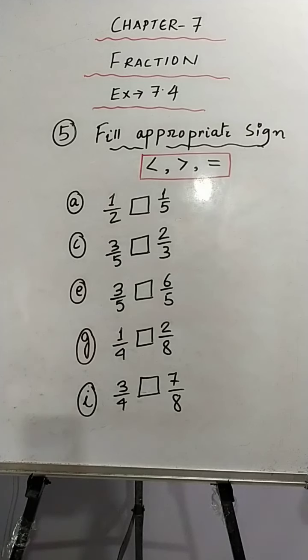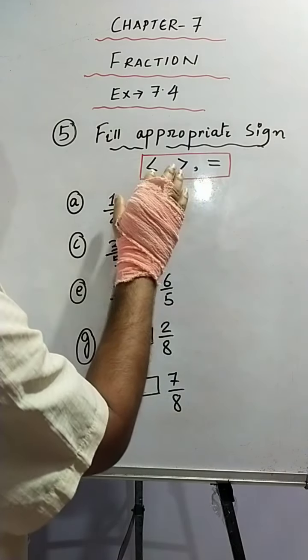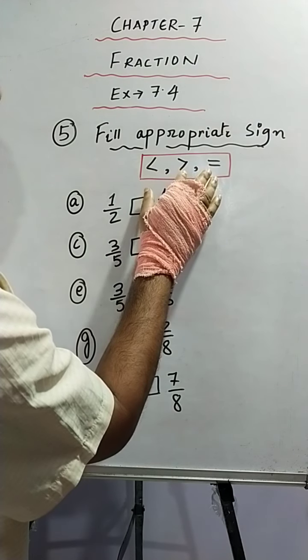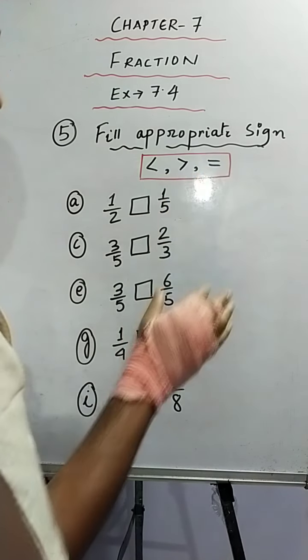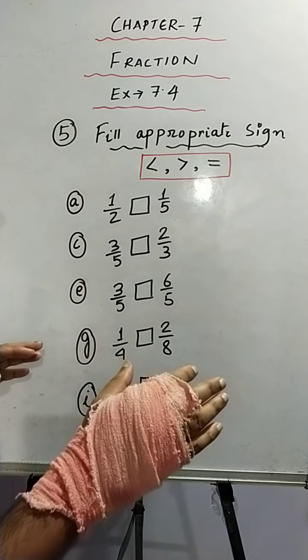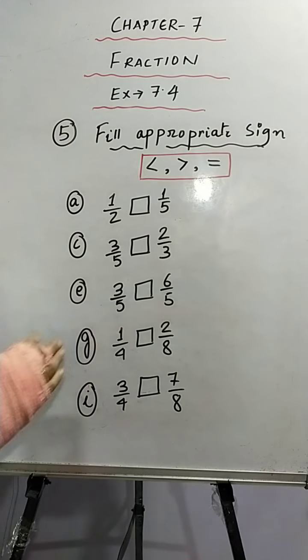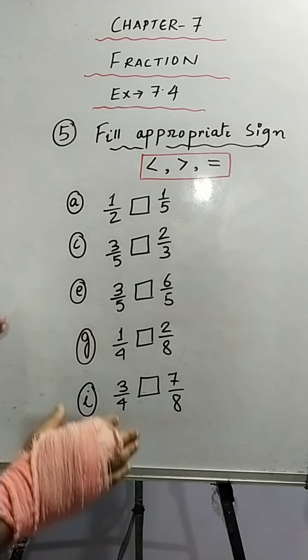Students, today I will explain question number 5, 6 and 7 of exercise 7.4, chapter Fractions. In question number 5 we have to fill in the appropriate sign: either less than, greater than or equals to. We have already discussed this type of sum in our previous video, so it is very similar to those sums.